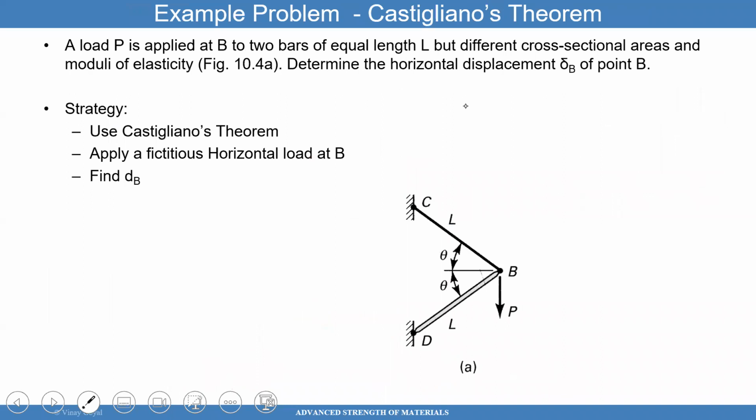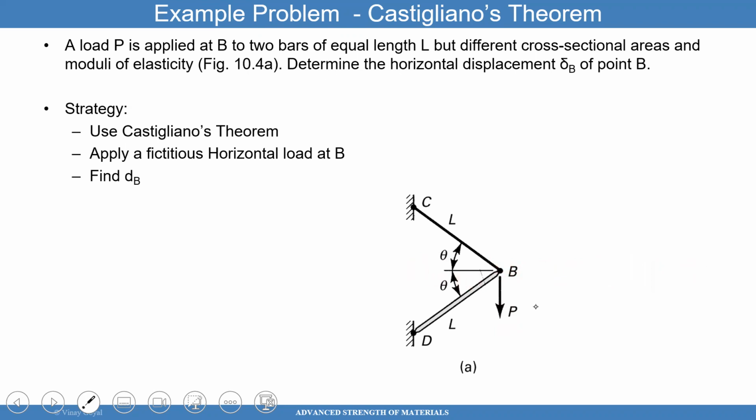Okay. Another example, I have these two bars here with a load P applied. Use Castigliano's theorem. But to your point, you're asking me how to deal with a situation where I have a horizontal load applied at point B. This example is just like that. I apply a load P downwards, but I want to know how much it moves to the right or to the left.